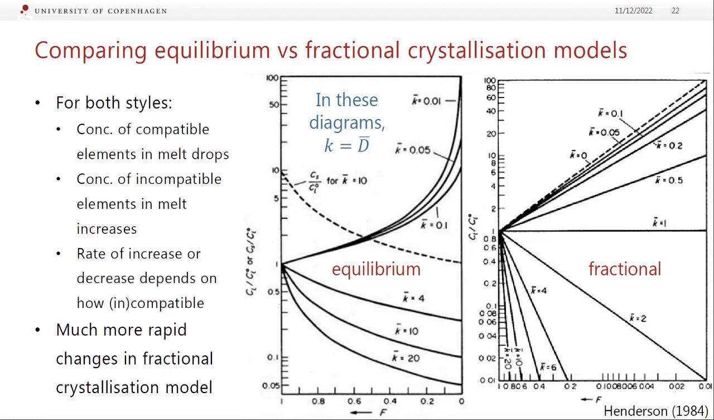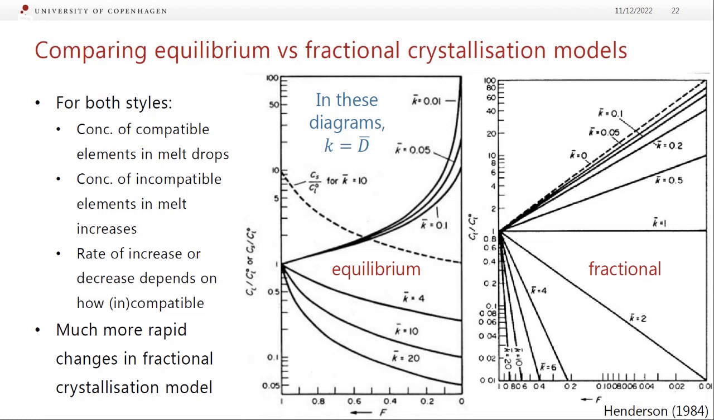So the K is 20. In these diagrams it just uses K instead of D like I've been using, but it's the same thing. So K is 20, this is very compatible, and what happens is as we start crystallizing, the concentration that's left in the liquid drops rapidly and eventually gets really, really low. That makes sense. So this is something like nickel, we're crystallizing olivine, we're pulling nickel out of the melt and into the olivine, the concentration in the remaining melt drops.